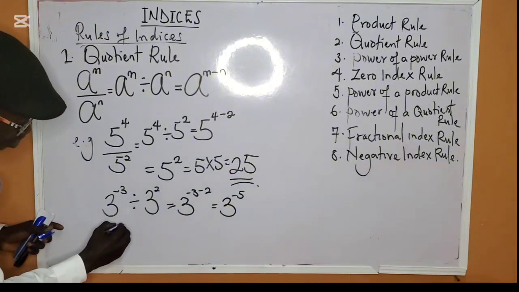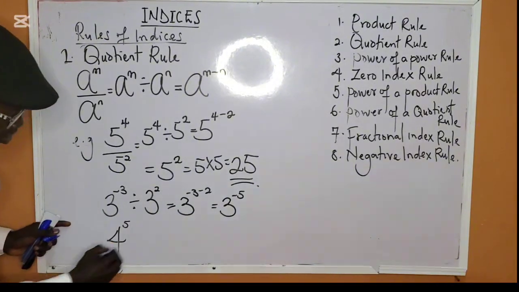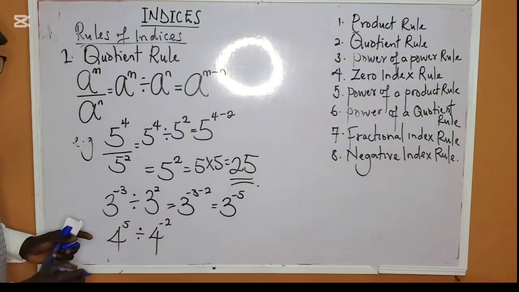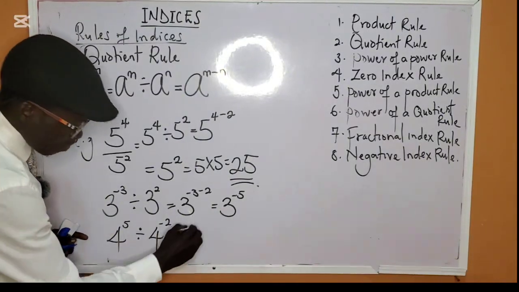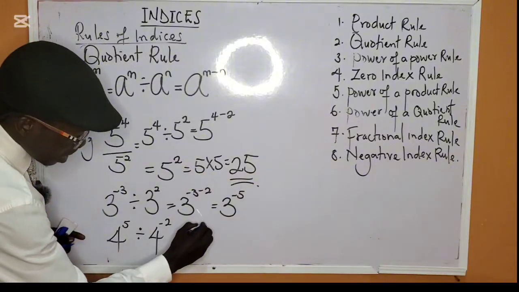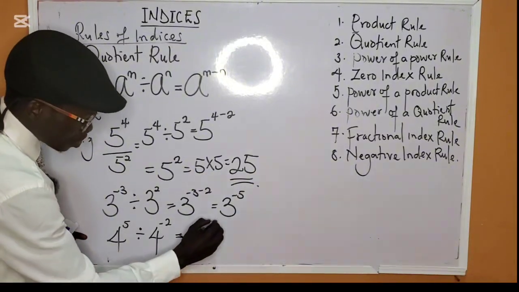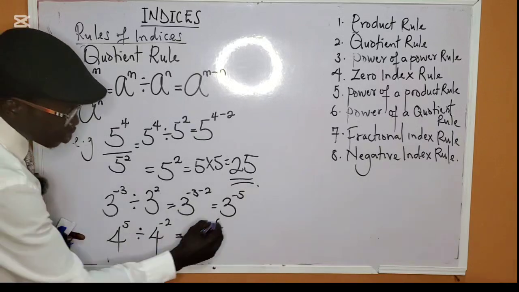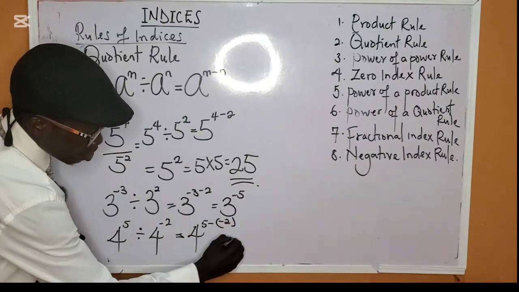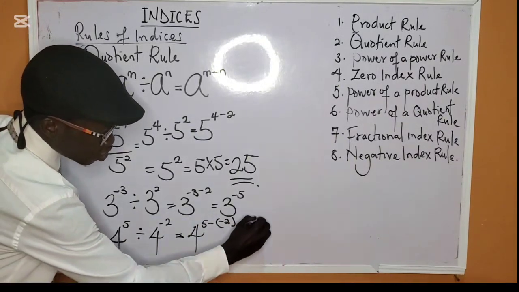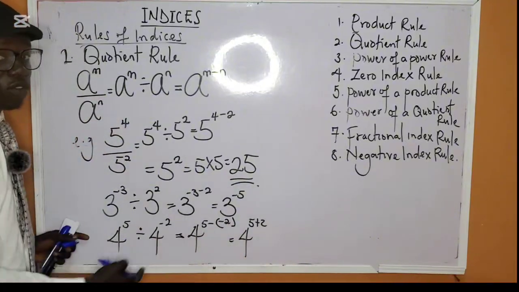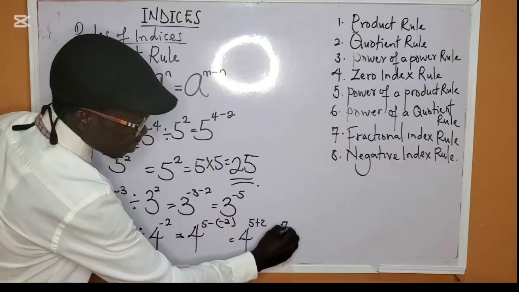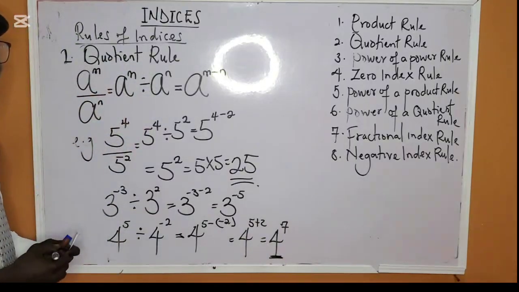4 raised to the power of 5 divided by 4 raised to the power of minus 2. Good. That will give us 4 raised to the power of 5 minus, open bracket, because this is having a negative sign, so it's going to be minus 2. And that will be 4 raised to the power of 5 plus 2. Minus times minus will give us plus. So 5 plus 2, that's 4 raised to the power of 7. That is for the quotient rule.